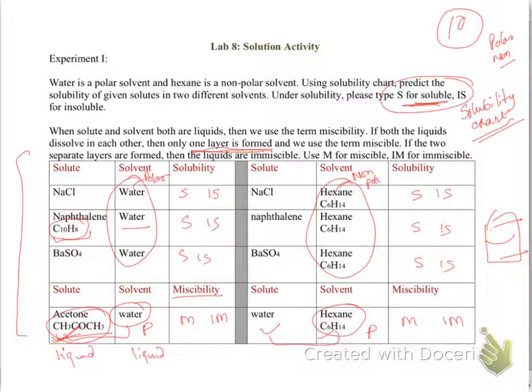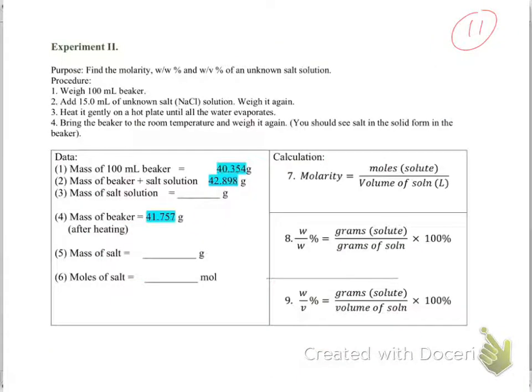So this is the way you have to do experiment number 1. Experiment number 2 is that you are given this data. Had you been in the class, you would have been collecting this data, but unfortunately we cannot do it at home. So what you have done in the lab, first you weigh a 100 milliliter beaker, and let's say the mass of the 100 milliliter beaker is 40.354 grams. Then in that beaker you add 15 milliliter of unknown salt solution, and then you weigh it again.